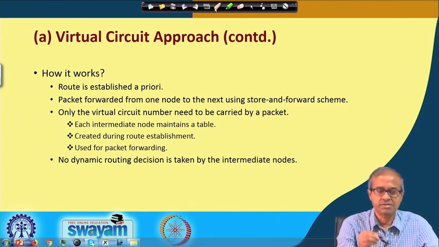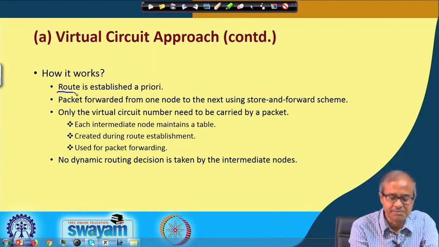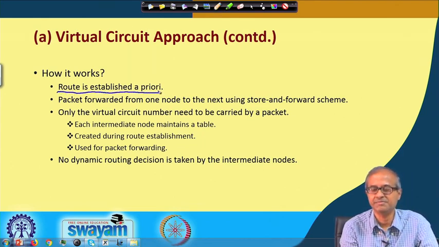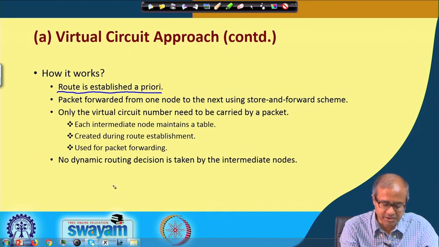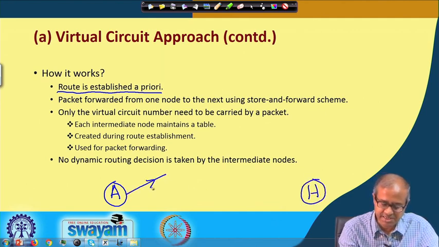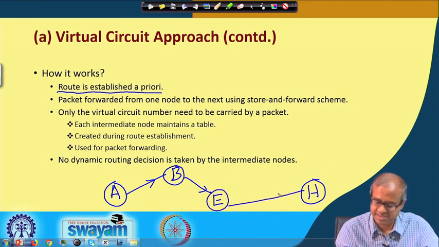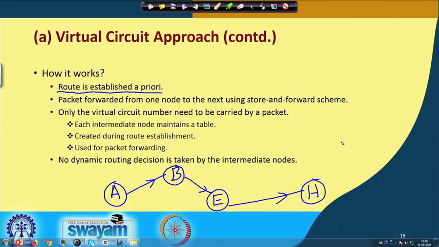Now, talking about some detail of how it works, as I said, in the first step for virtual circuit the route has to be established. Now, once a route is established, suppose a node A wants to send some data to a node H. Let us say the path is established as follows: A to a node B, B to a node E, E to H. So, once this path is established, each virtual circuit will be given a virtual circuit number.